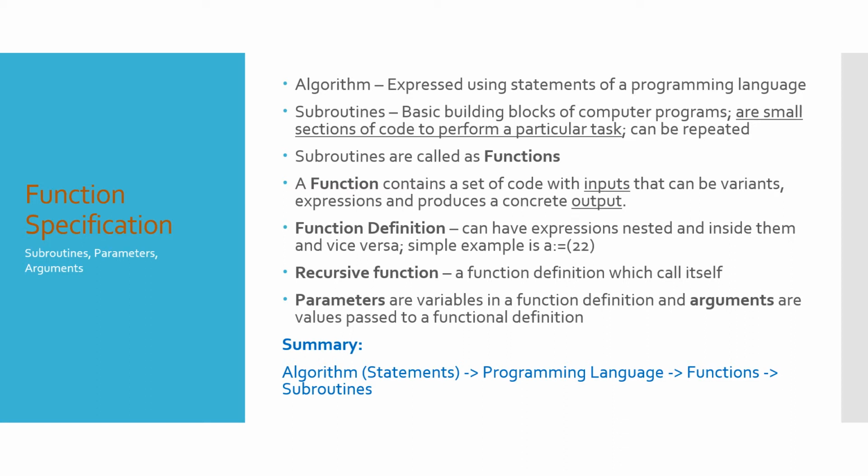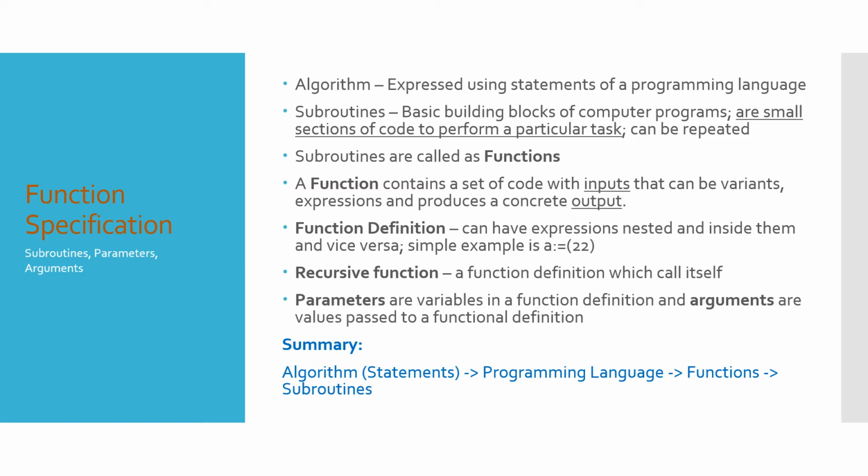First is subroutines. Subroutines are the basic building blocks of computer programs. They are a small section of code to perform a particular task. For example, let's say you want to do an addition, 1 plus 2 is equal to 3. You can write a small subroutine to achieve that outcome or answer. Generally subroutines are called functions actually, or functions are made of multiple subroutines. That's how you have to understand it.